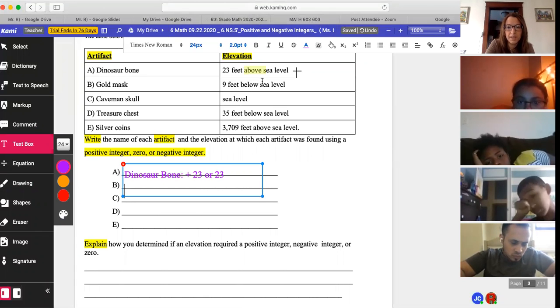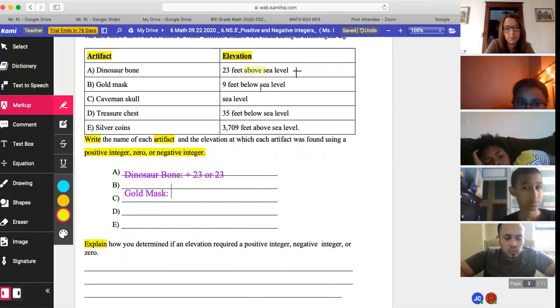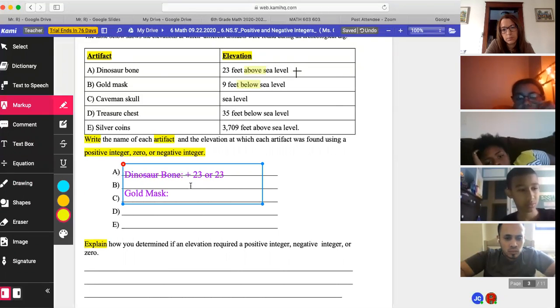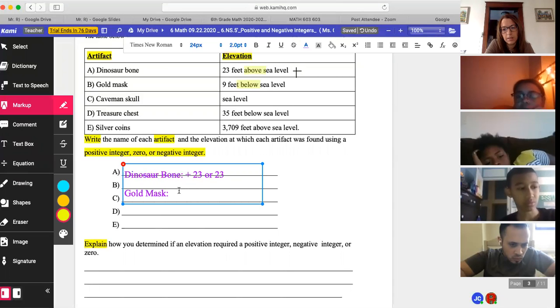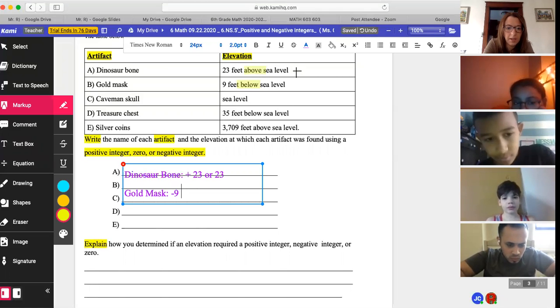Next is gold mask, Kilani. Below sea level, is that positive or negative? For letter B, gold mask. What kind of integer is that? Keyword below. Kilani, is that positive? Negative. Good, so we write -9.